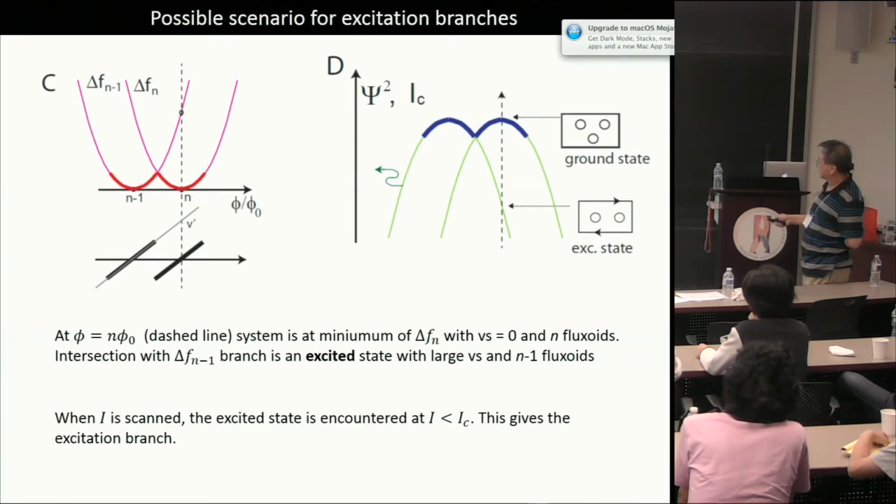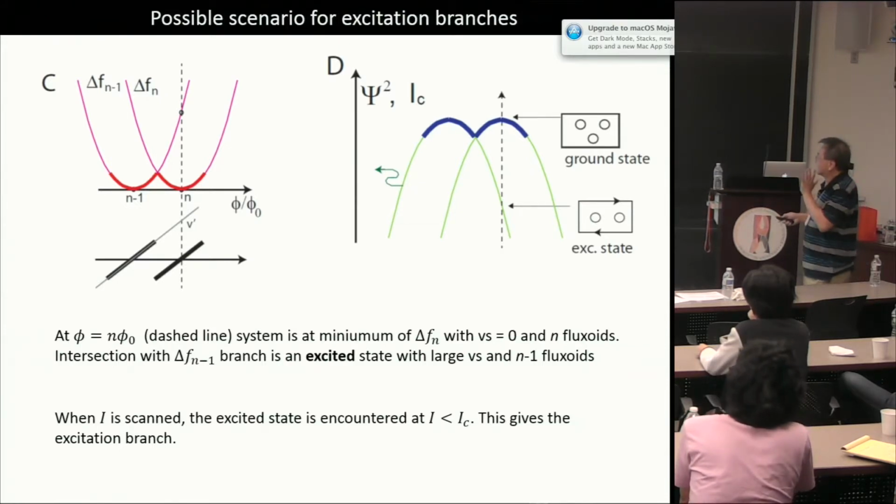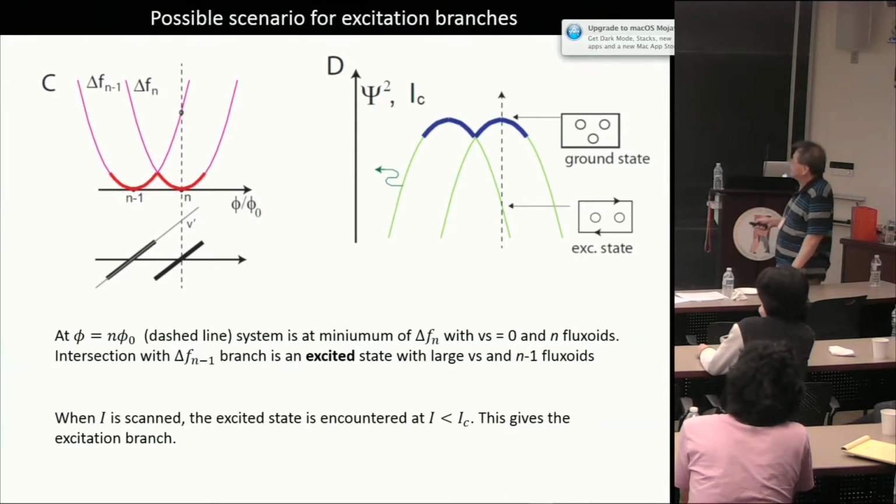But you notice that at this field, you can still see the excited state, which is the previous branch, if you were coming in this direction. The previous branch, but now with the wrong number of flux quanta. If you capture the wrong number of flux quanta, the superfluid velocity doing the screening will be much larger, and therefore this is an excited state. It costs more energy, right?